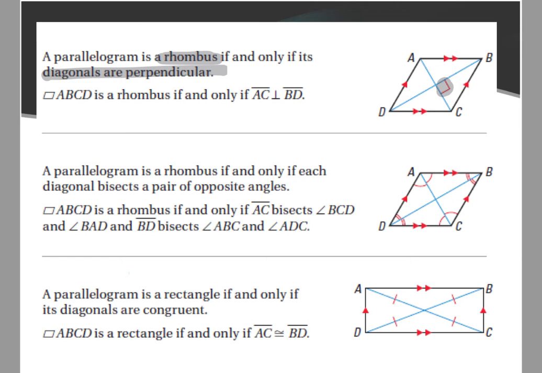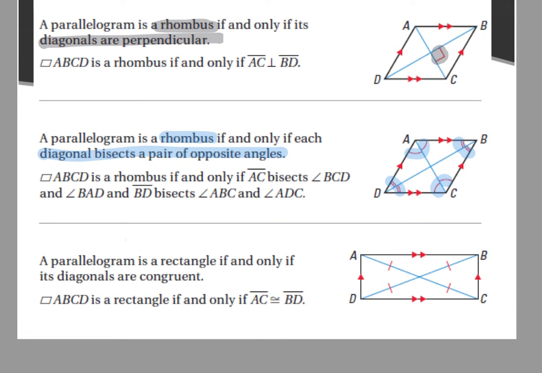All right, the second property says a parallelogram is a rhombus if and only if each diagonal bisects a pair of opposite angles. So a rhombus has diagonals that bisect each pair of opposite angles, which means each of the angles in these corners is divided into 2 congruent parts if it is a rhombus and also if it is a square. So everything that's true for a rhombus is also true for a square. And then the last one says a parallelogram is a rectangle if and only if the diagonals are congruent. So a rectangle has diagonals that are congruent.